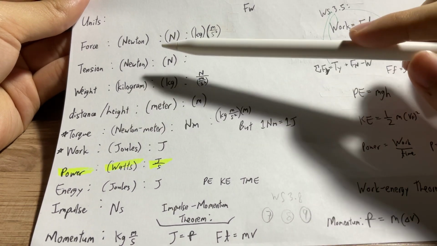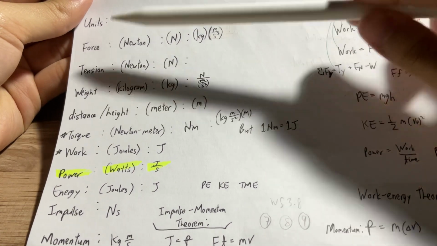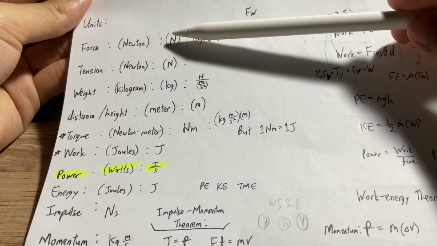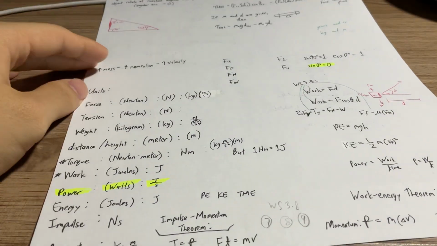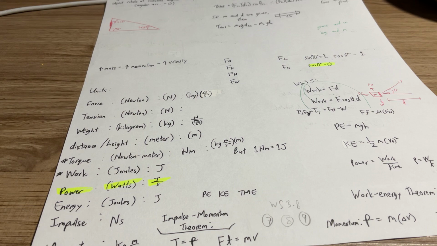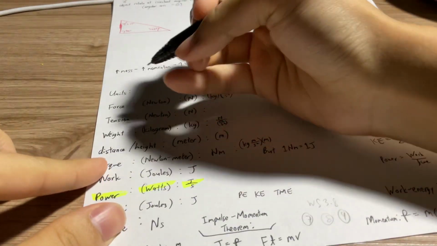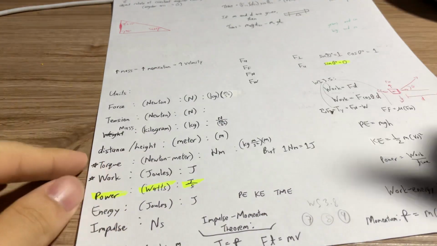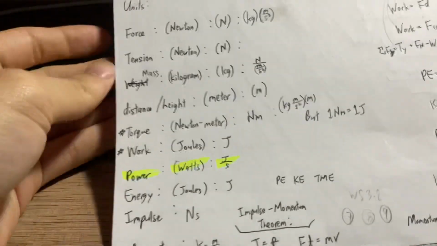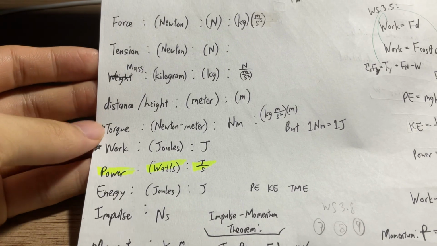For weight, wait, something's wrong here. This is supposed to be mass, not weight. Yeah, I have to correct that. Okay, so this is supposed to be mass. Now we have distance or height, that's in meters.